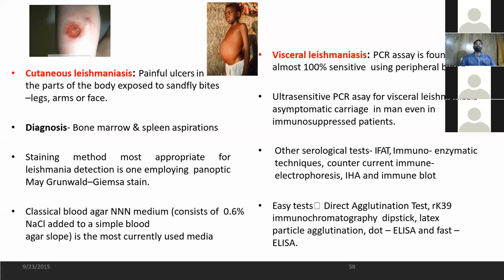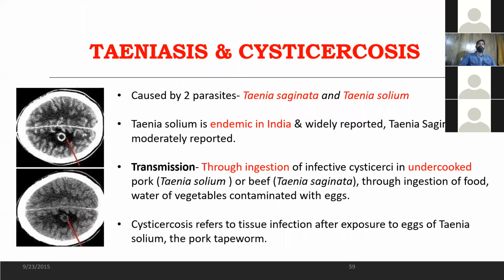blood. Ultrasensitive PCR assay detects visceral leishmaniasis, including asymptomatic carriage in man, even in immunosuppressed patients. Other serological tests: IFAT, immunoenzymatic techniques, countercurrent immunoelectrophoresis, IHA, and immunoblot. Easy test, direct agglutination test, rK39 immunochromatography, dipstick, latex particle agglutination, dot ELISA, and fast ELISA.